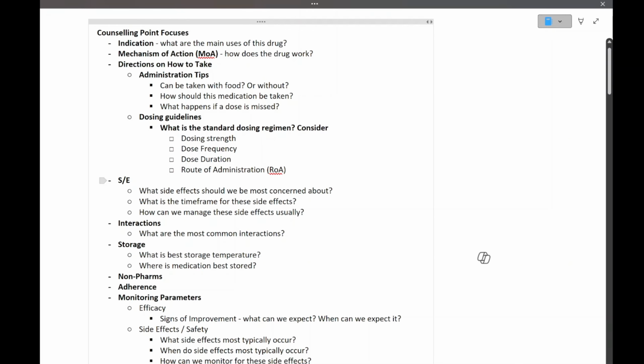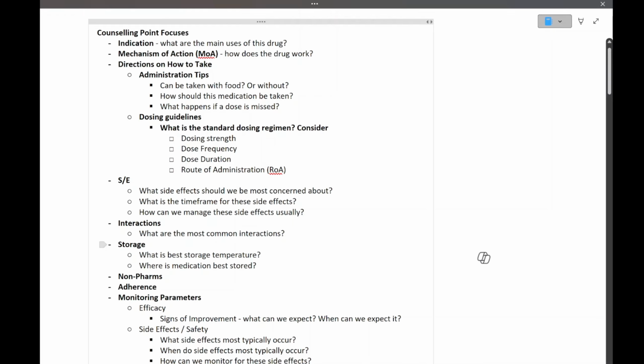And then we also want to go into the side effects, which include what side effects we should be most concerned about, what the time frame for these side effects are, how we can manage these side effects typically. And then we also want to go into the interactions, such as what are the most common drug interactions or drug to food interactions patients usually encounter.